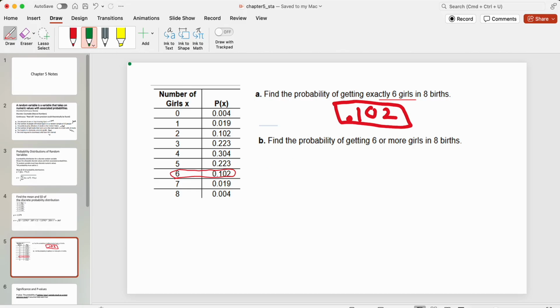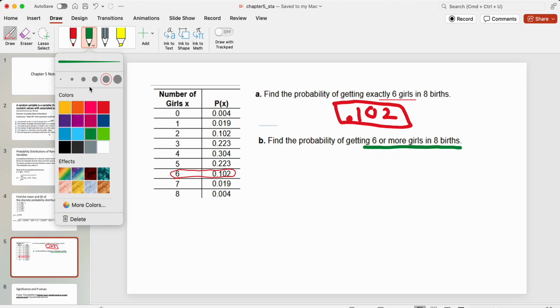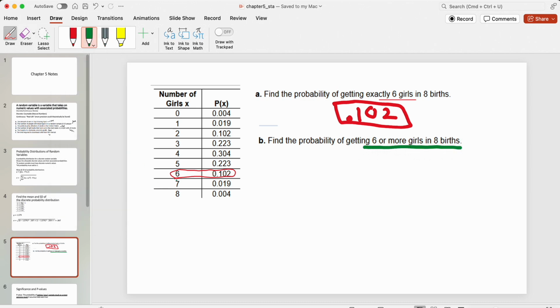Now find the probability of getting 6 or more. Different question. 6 or more, well, would be 6, 7, or 8. So guess what you're going to do? You're going to take your 0.102 and you're going to add the next probability, the 0.019. And then you're going to add the probability of the 0.004. And whatever that ends up being, I'm just going to put a box around it, but you'll need to work it out. Whatever that is, that's your final answer.